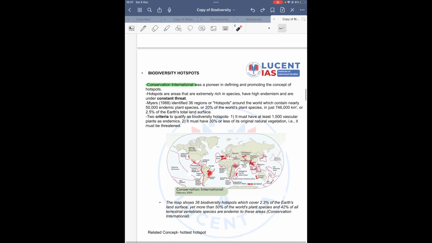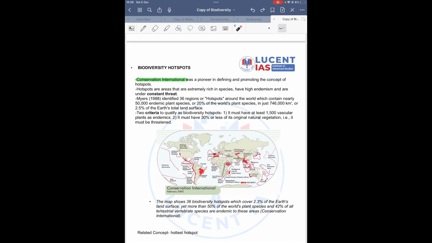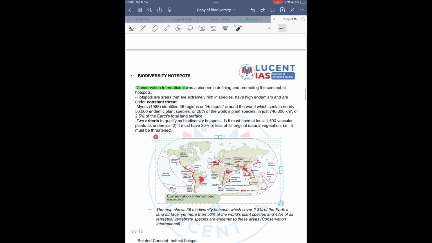Clear? Next is the biodiversity hotspot. Conservation International has defined this term biodiversity hotspot. So what are hotspots? Hotspots are areas that are extremely rich in species, have high endemism and are under constant threat. So when is an area a biodiversity hotspot? It must have at least 1500 vascular plants as endemic. Endemic means present in a particular location. And it must have 30% or less of its original value, meaning they have lost 70% of its plant species. Clear?